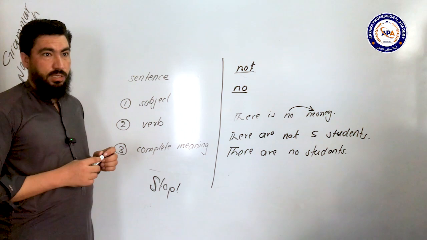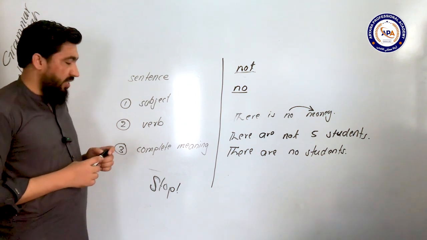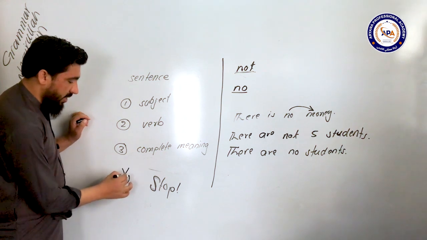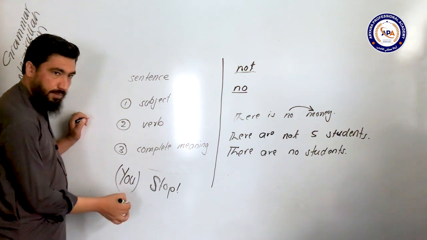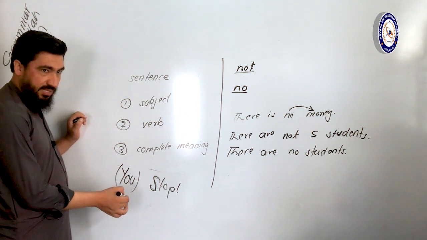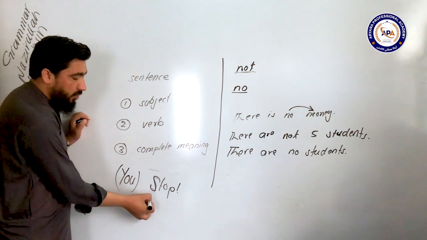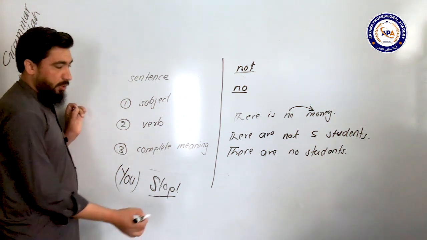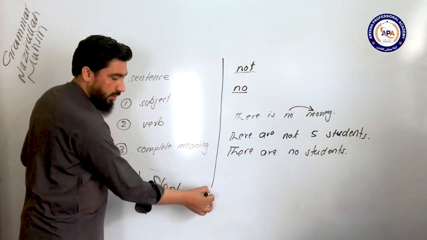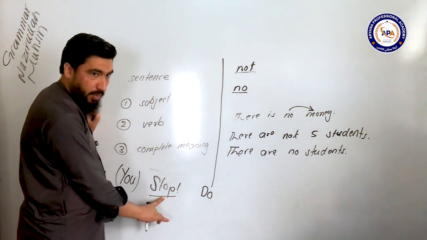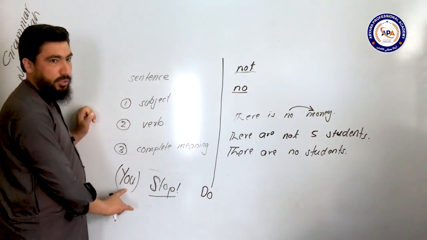Come, talk, listen, look. These are imperative sentences, and in all the imperative sentences, we have a hidden subject. Hidden subject. Yes, that is you. In all the imperative sentences. Whenever you want to change an imperative sentence into negative, you have to use only don't. Because an imperative sentence is used in present simple always, and the subject is always you.